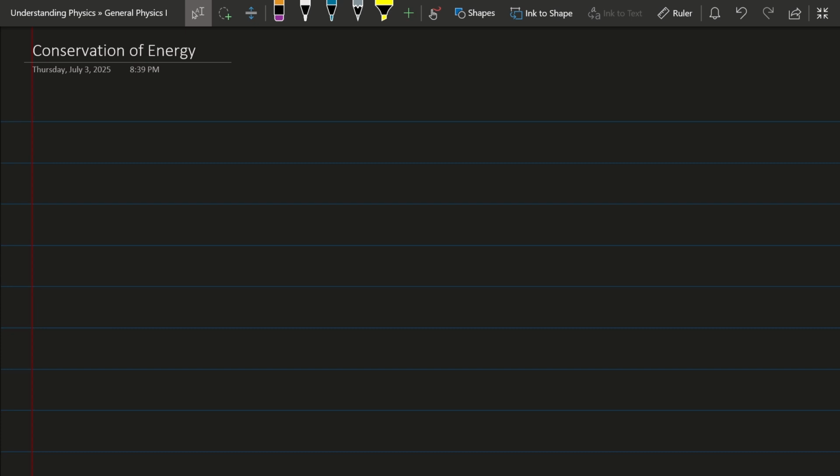So, today on General Physics 1, we want to talk about conservation of energy, which is a continuation of the last chapter. So, we want to go ahead and start to actually think about the conservation of energy. First of all, what I want to discuss is conservative force and non-conservative force.